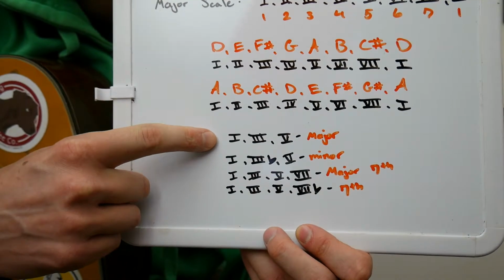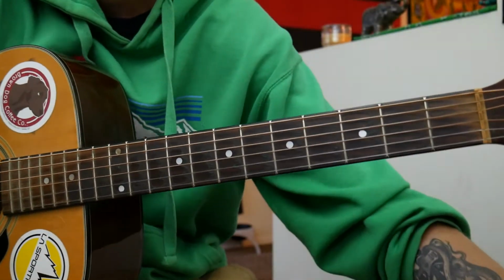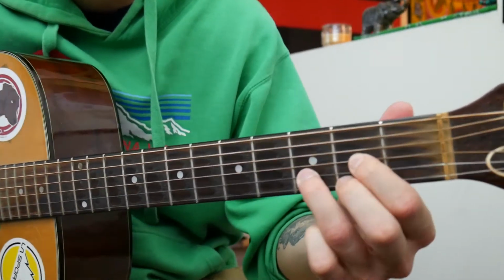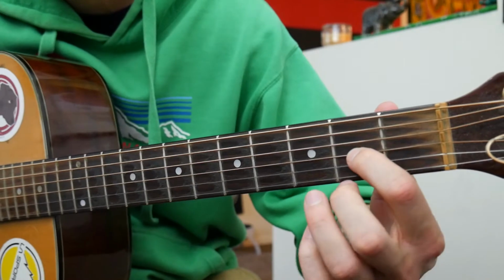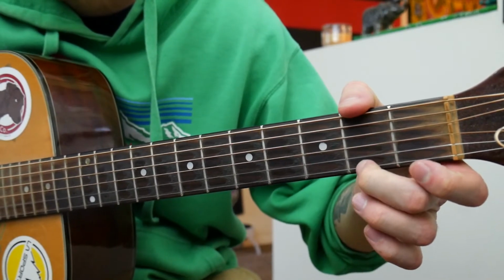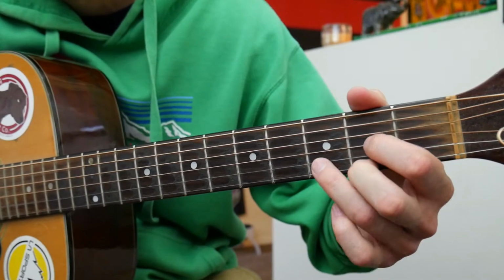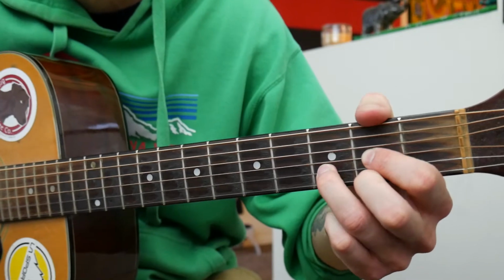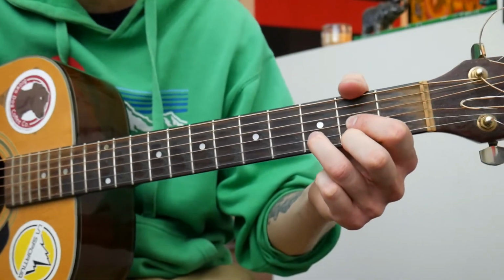If we're looking at the D major scale, 1 3 5 is going to make a D major chord. This is a popular way to play D major: you've got your pointer on the bottom string, 2nd fret, middle on the bottom string, 2nd fret, and ring on the string in between on the 3rd fret. And that's a D major chord.